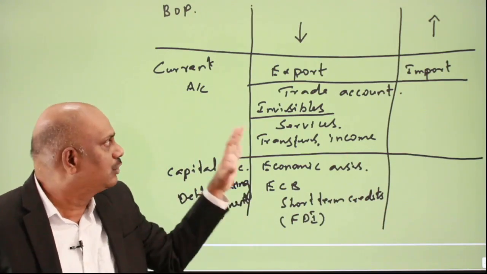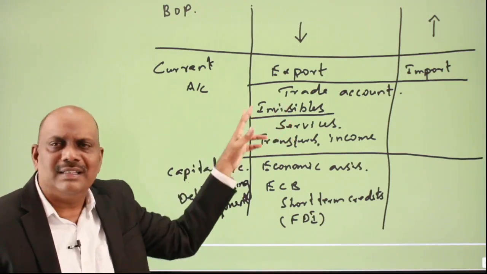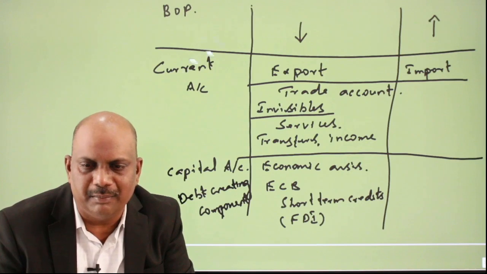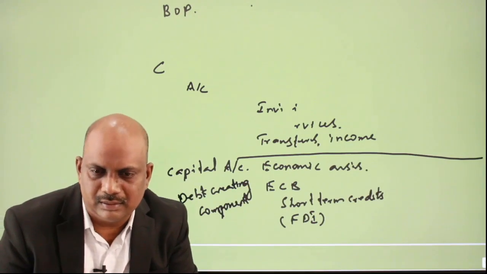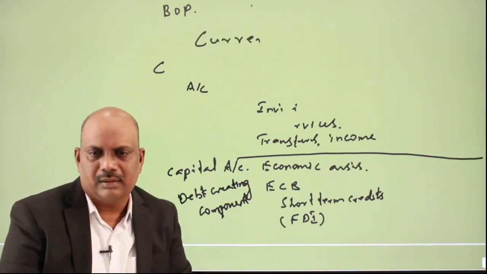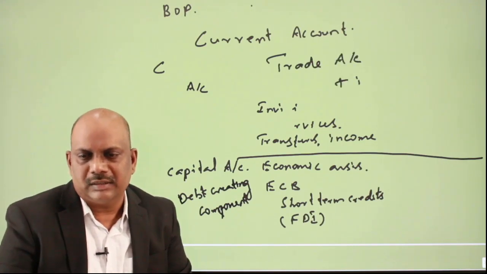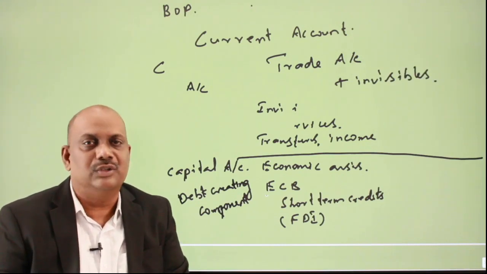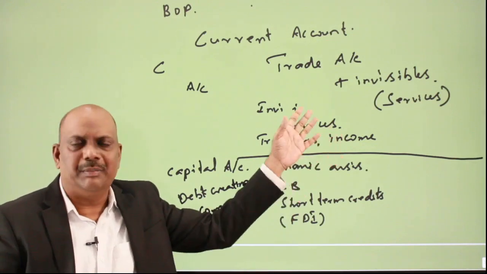So guys, are you comfortable with these two columns, current account and capital account? By current account, we refer to the trade account plus invisibles. So remember this very clearly. I'll just tell you one more time because it's very, very important. Current account includes trade account plus invisibles. Also remember, services are part of invisibles.